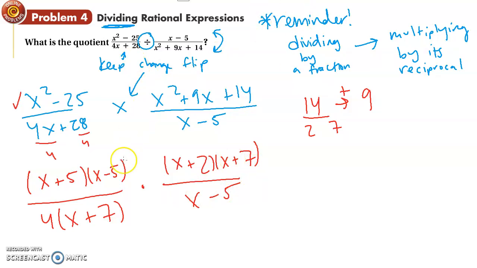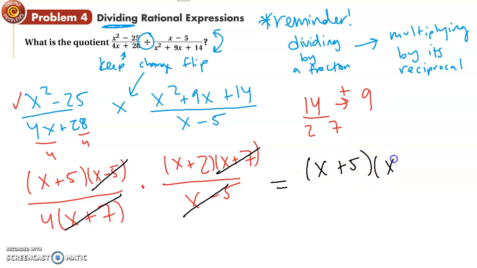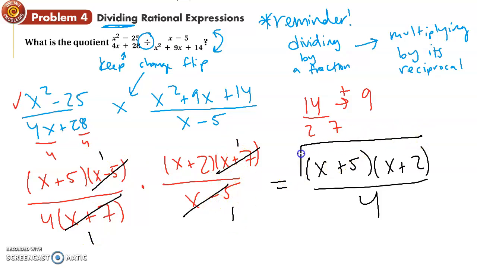Can anything cross cancel? It looks like x plus 7 and x plus 7 can cross cancel. X minus 5 and x minus 5 can cross cancel. And that appears to be it. So I'm left with x plus 5, x plus 2 over 4, because everything else reduces to 1s. Cool!